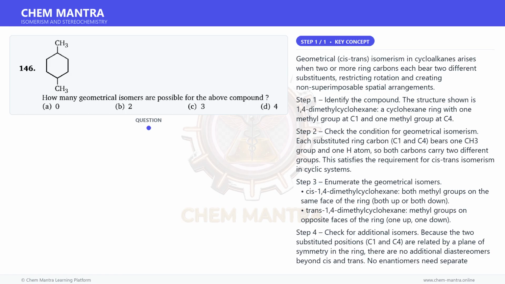Step 5. Evaluate wrong options. A. 0. Incorrect. Cis-trans isomerism clearly exists. C. 3. Incorrect. There is no third geometrical isomer for 1,4 disubstitution. D. 4. Incorrect. Overcounts. Only two distinct geometric isomers exist.